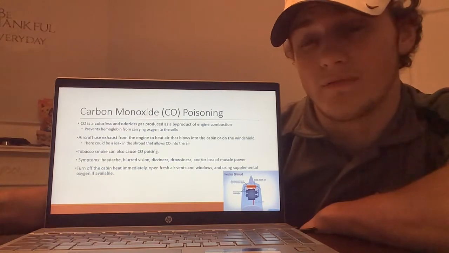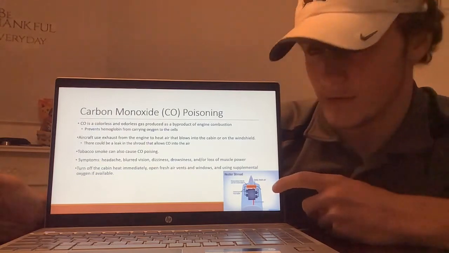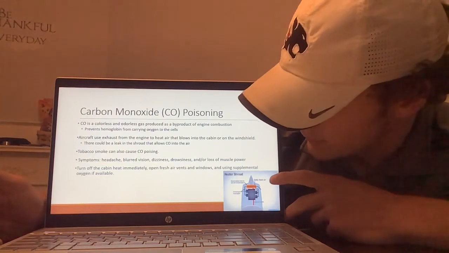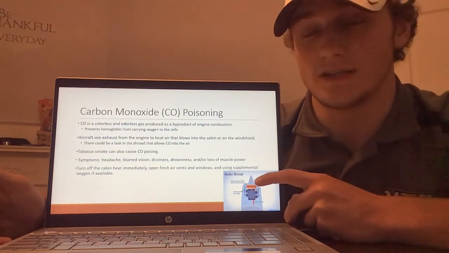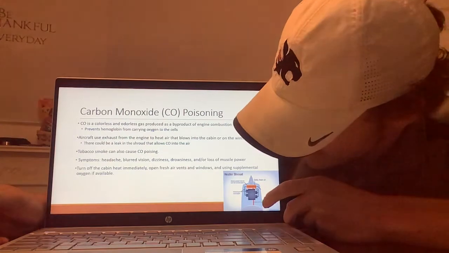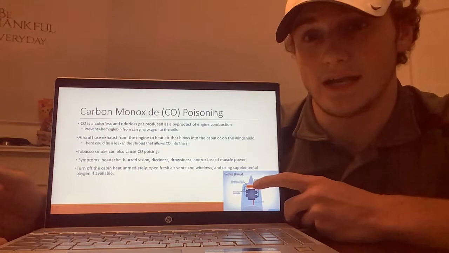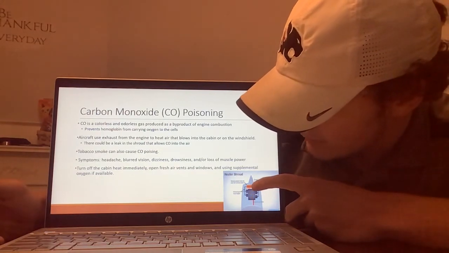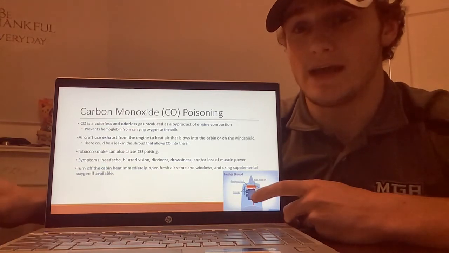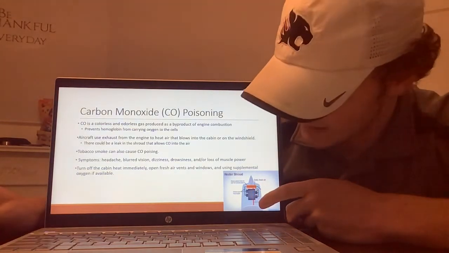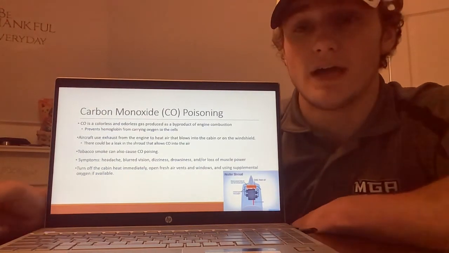How this can occur in the aircraft is that we take air from outside and put it in a heater shroud. This shroud is basically the engine exhaust pipes, and we use the heat off this exhaust to heat the outside air. However, if there's a leak in one of these pipes, it will leak carbon monoxide, and that carbon monoxide will flow with the air into the cabin when you turn on the cabin heat or the defrost for the windshield.